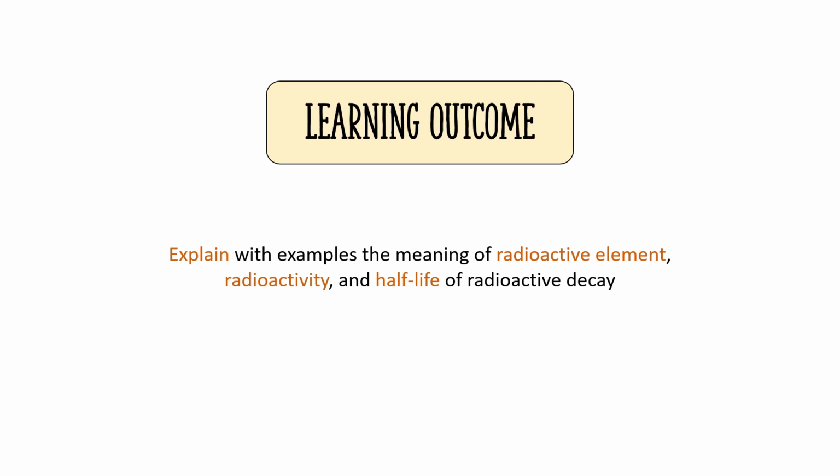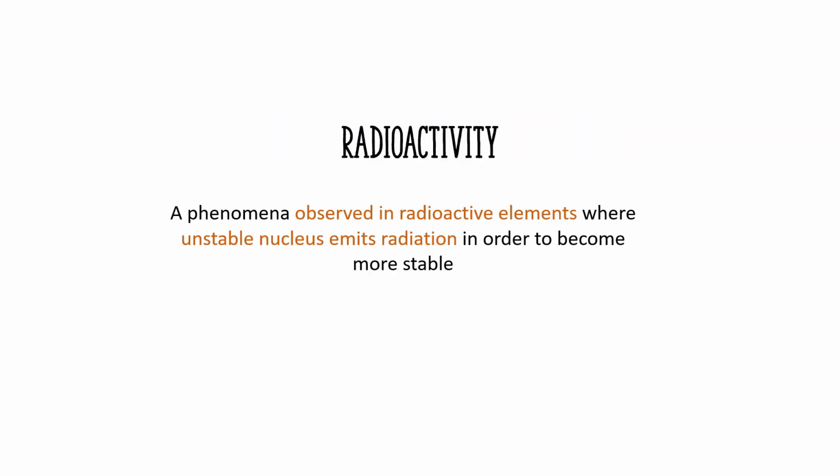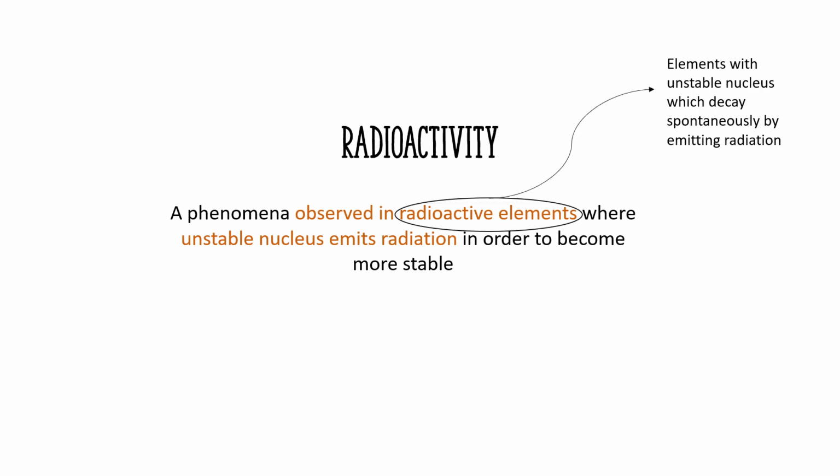And we're going to start first discussing about radioactivity. So, what is radioactivity? Radioactivity is a phenomenon observed in radioactive elements where unstable nucleus emits radiation in order to become more stable. Now, radioactive elements in this case refer to elements with unstable nucleus which decay spontaneously by emitting radiation.